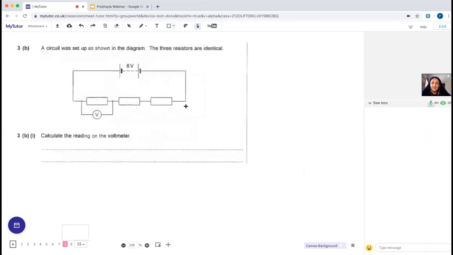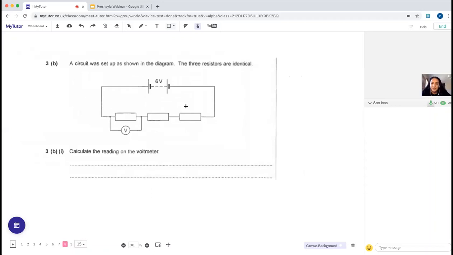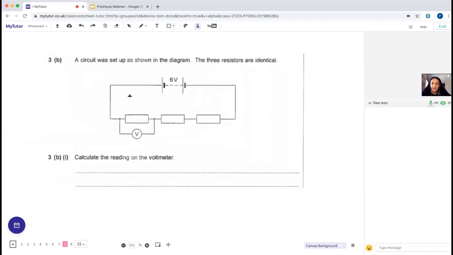Okay, so we've got another reading here. So we've got another circuit here, and we want to calculate the reading on the voltmeter, given that the 3 resistors are identical.